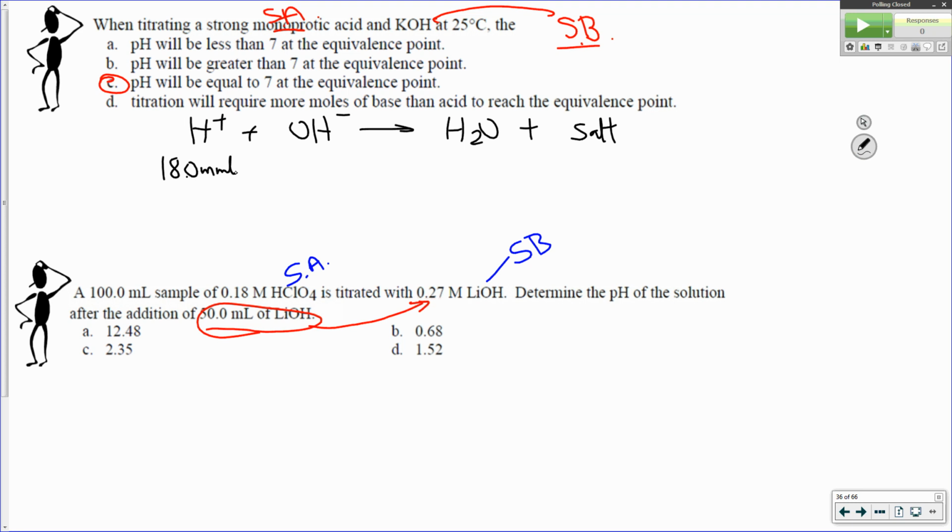of H plus. I've got 50 milliliters times 0.27, 13.5 millimoles. Okay, so let's just look at that and see if we can figure out what the answer would be. Do I know what's going to be in excess? The H plus, right? So I formed 13.5 of water. I formed 13.5 of the neutral salt, but they don't really matter.